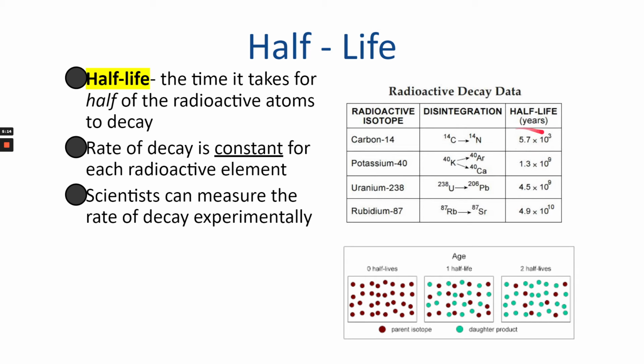And then you have the half-life, which is the amount of time it takes for half of the atoms to decay. You look at this diagram down here, I have all parent isotopes at 0 half-lives, and then at 1 half-life, half of them have turned into daughter products. At 2 half-lives, another half of what was remaining has turned into daughter products, and that process will continue until there are no parent isotopes remaining.